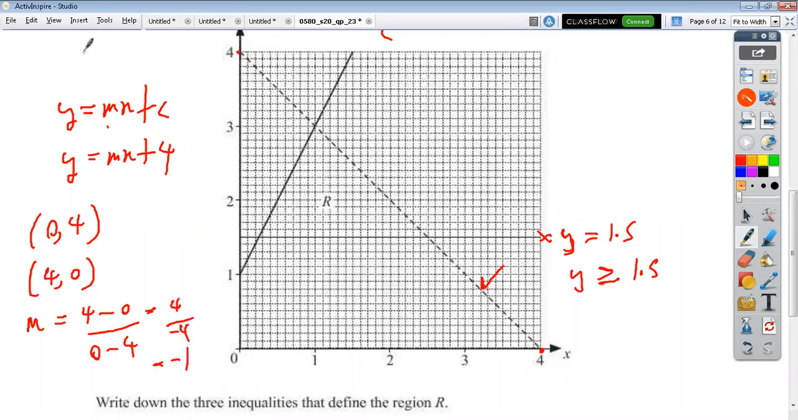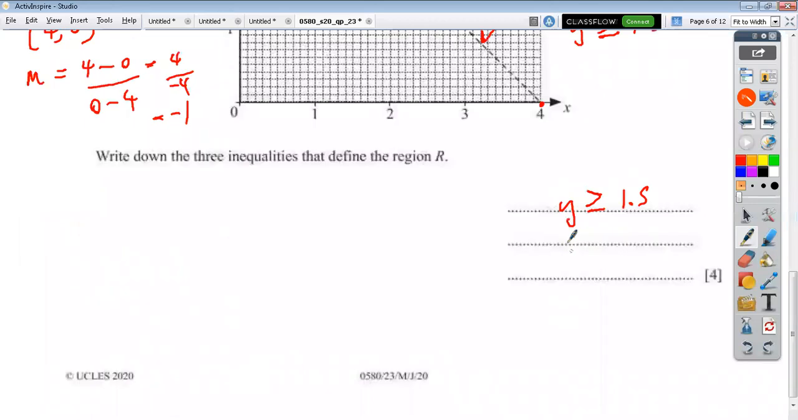So what's the equation of the line? Y is equal to minus x plus 4. It's the x corresponding to negative gradient. Now, we want values less than, not less than or equal to, because this is a dotted line. So it means y is less than minus x plus 4. Clear now? Yes, sir.